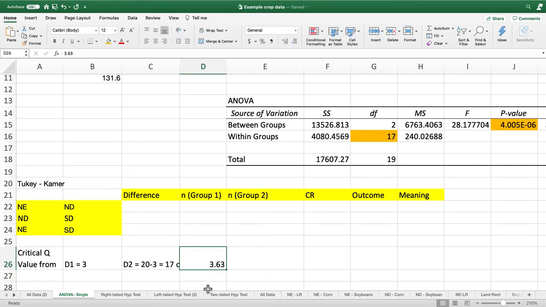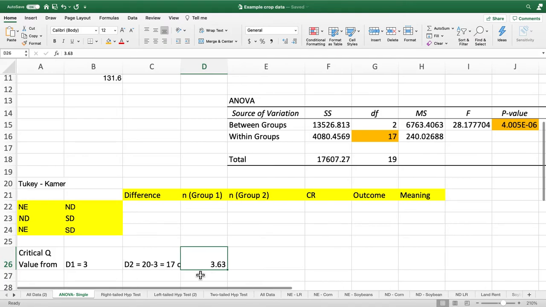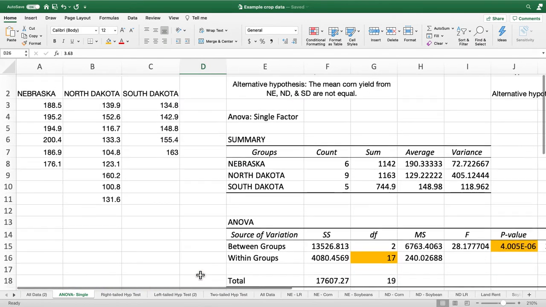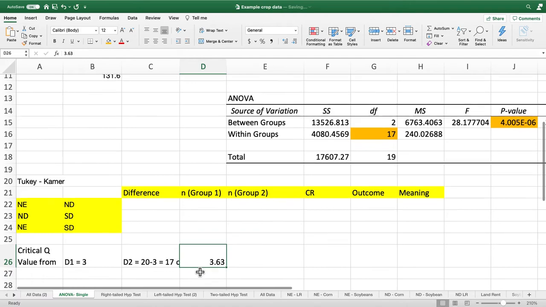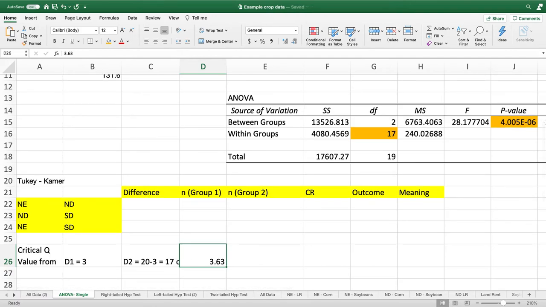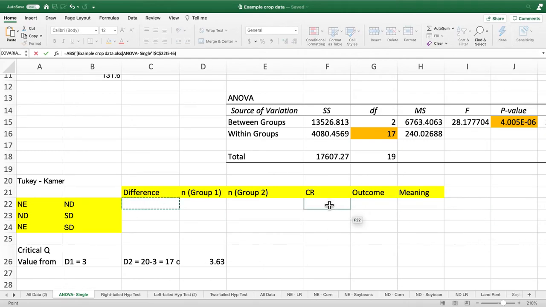So that's what your critical Q value is. All right, now we've got to start filling in the table. So for our difference, what we are looking at is the absolute value of the difference in my average between my 2 variables. Okay?